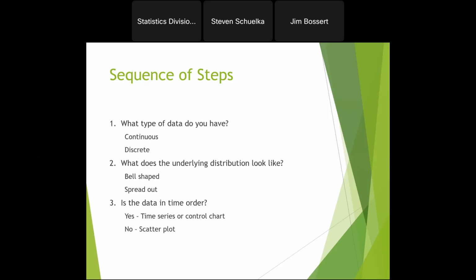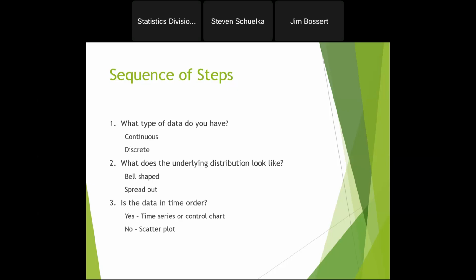The other thing you want to think about is what's the underlying distribution of the data? Is it bell-shaped or considered a normal distribution? Or is it spread out or skewed to one side or the other?